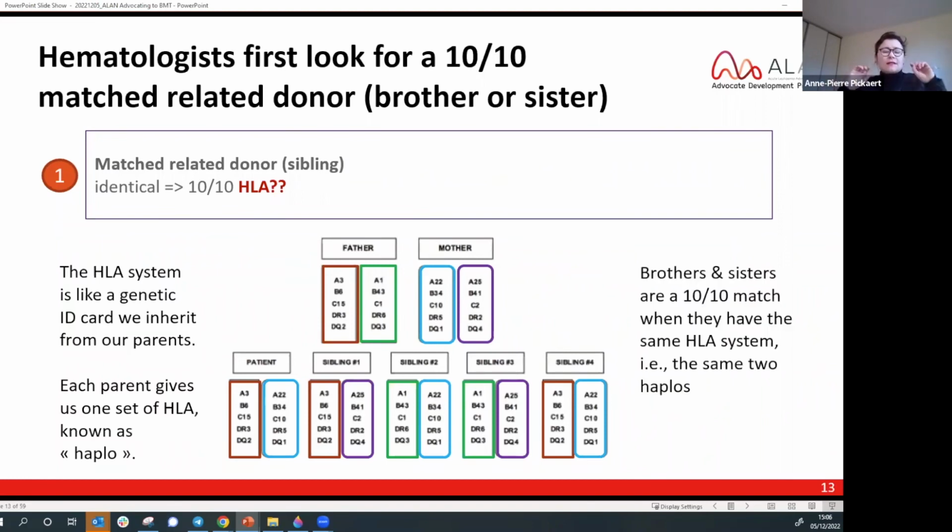Brothers and sisters are a 10 out of 10 match when they actually share the same 2 haplo sets. So on this slide, the patient on the left-hand side and sibling number 4 both share the same HLA system because they both share those 2 identical haplos. This is just the terminology, and you have probably heard hematologists talking about a 10 out of 10. This is what they're referring to. They match on those 10 criteria. About 30% of patients do have a match in their brother or sister. So they're lucky enough to have that.